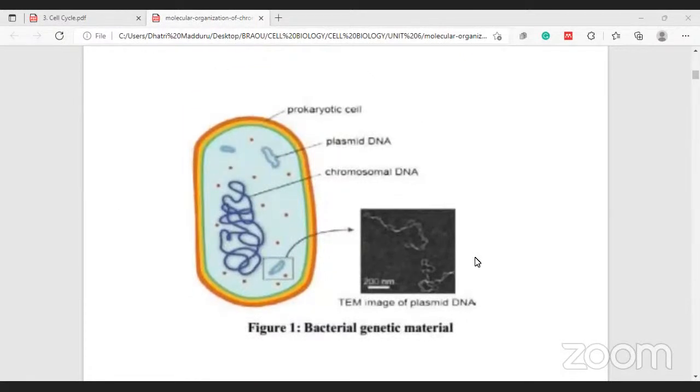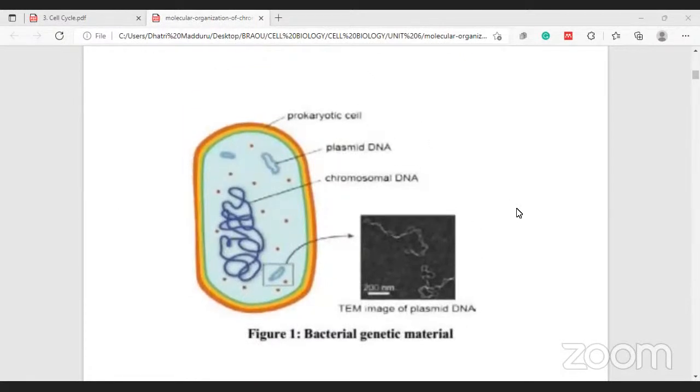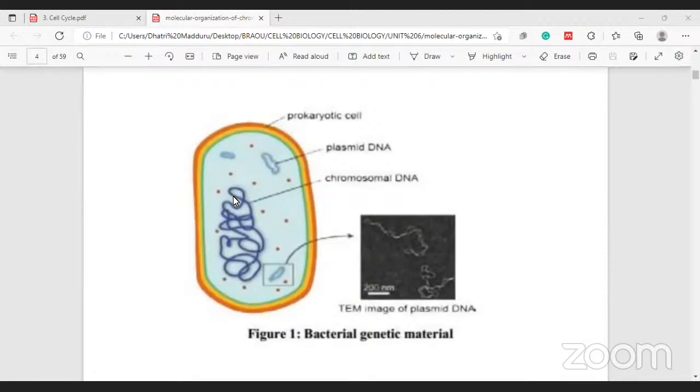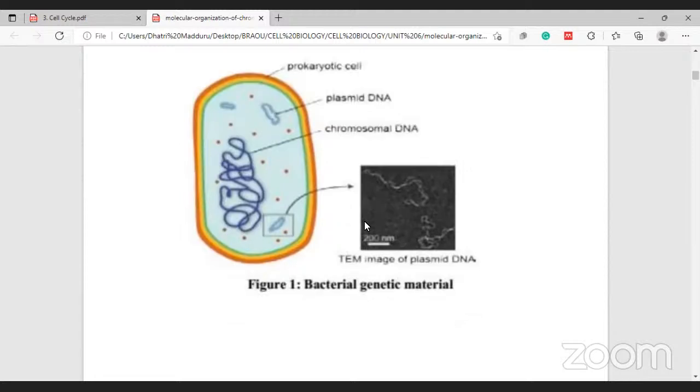So this is the prokaryotic cell. Here you can see the chromosomal DNA is simply dispersed in the cytoplasm. And apart from this chromosomal DNA, plasmid DNA, which is extra chromosomal DNA, is also present in these bacterial cells.